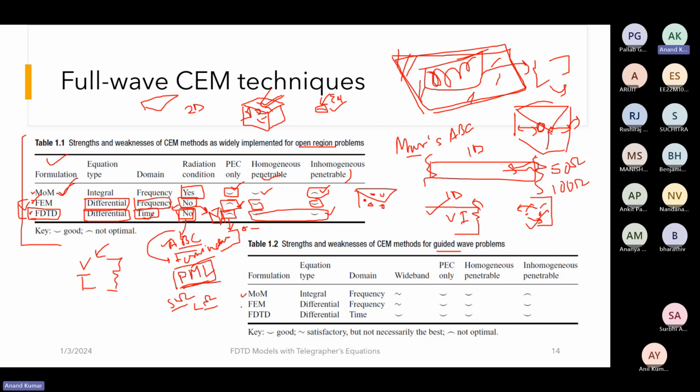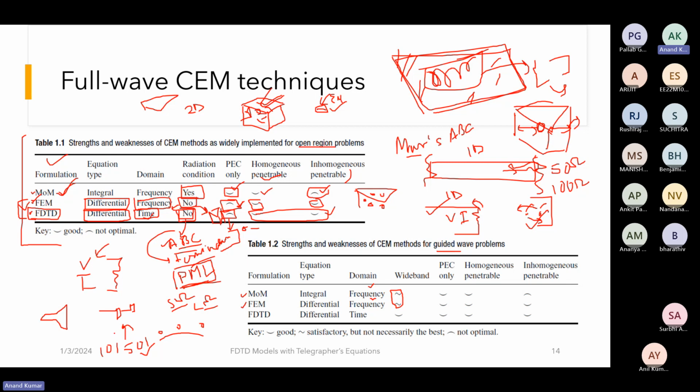The method of moments and finite element method are satisfactory for wideband solutions because they solve at individual frequencies. They are frequency domain methods. They will solve at each frequency, and since most devices, for example if we design an antenna or a filter, are usually narrowband devices, it's all right if we solve for example 101 frequency points or even 500 frequency points. It's all right for our computers.